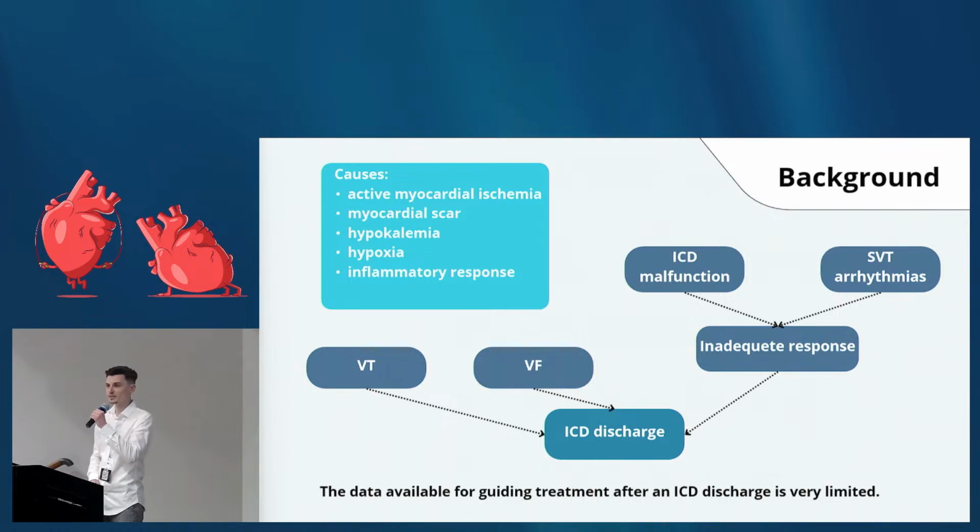Despite the growing number of ICD implantations, the available data concerning the treatment after the occurrence of ICD discharge is very limited. What we know is that ICD discharges may be triggered by ventricular fibrillation or ventricular tachycardia caused by active myocardial ischemia or myocardial scar, as well as hypokalemia, hypoxia, inflammatory response, or may occur as an inadequate response to ICD malfunction or supraventricular arrhythmia such as atrial flutter or fibrillation.